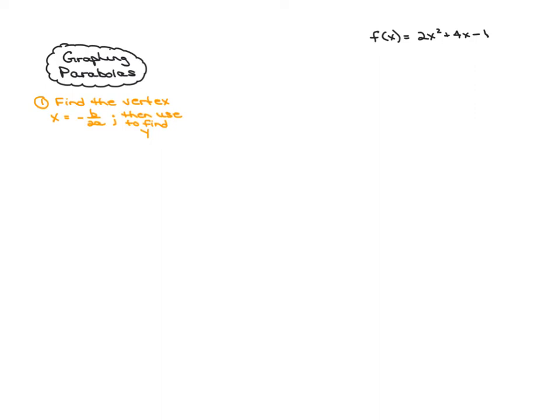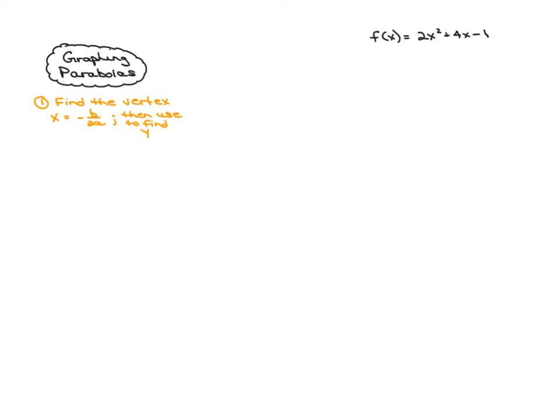This video is going to walk through a good general strategy that can be used to graph any quadratic function. We're going to use this function, f of x is equal to 2x squared plus 4x minus 1, as an example. Now, the first step, as we've talked about before: the vertex is such a critical key piece of any parabola. So our first step is going to find the vertex.